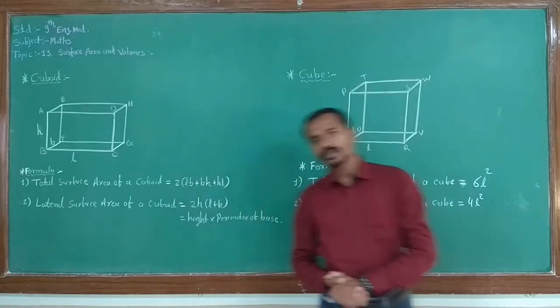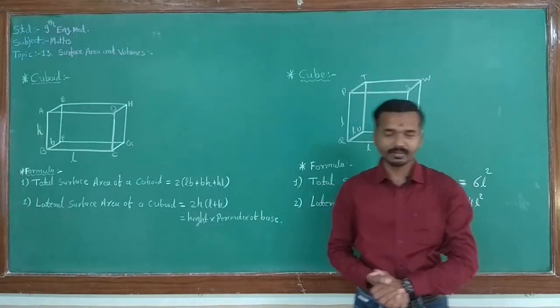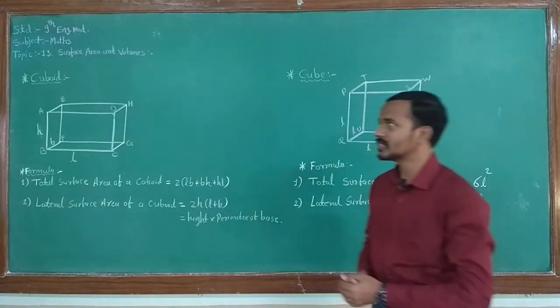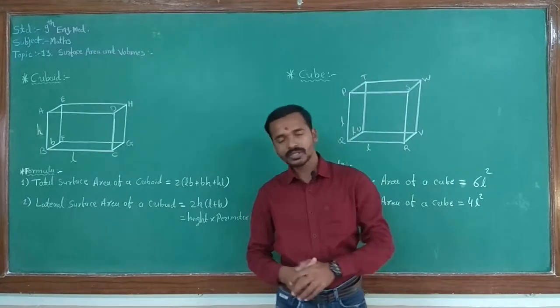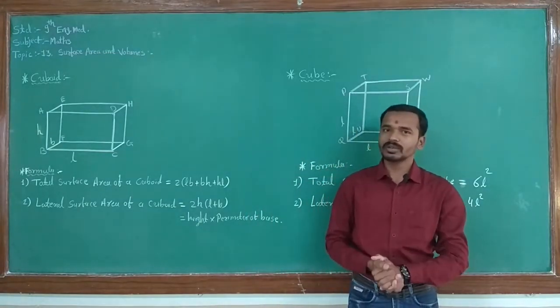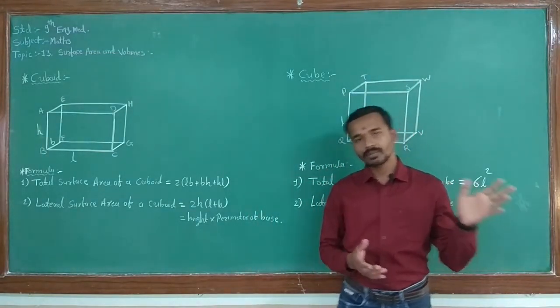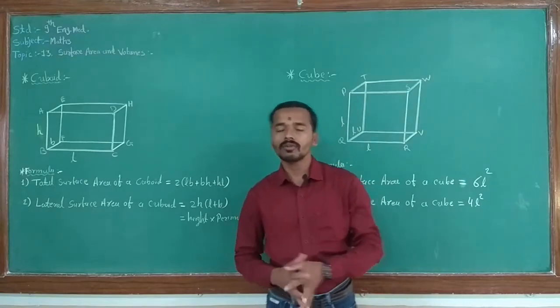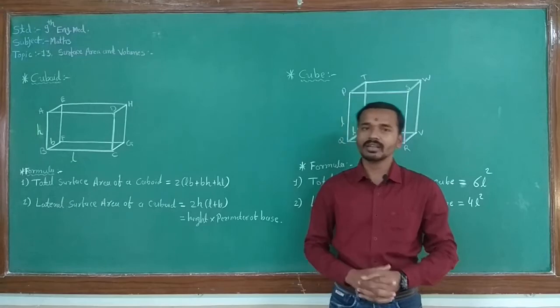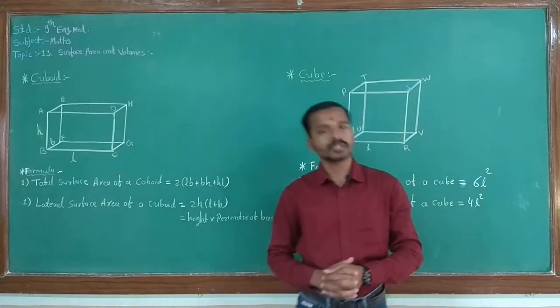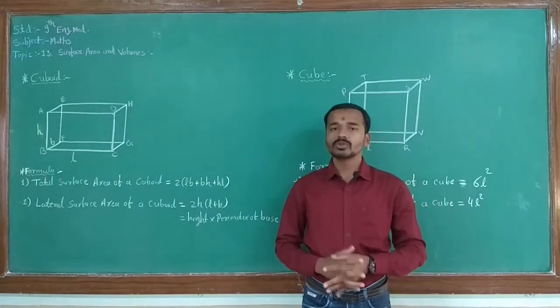Good morning, students. Today in 9th standard mathematics, we are going to start the 13th chapter, that is surface area and volume. Before we start this chapter, all of you should be aware of what we have learned in 8th standard about the area of a particular object. For example, area of a triangle, area of a rectangle, area of a square, and so on.